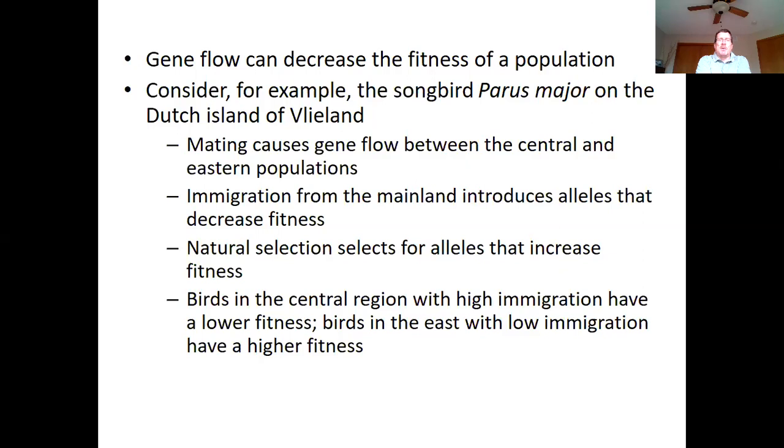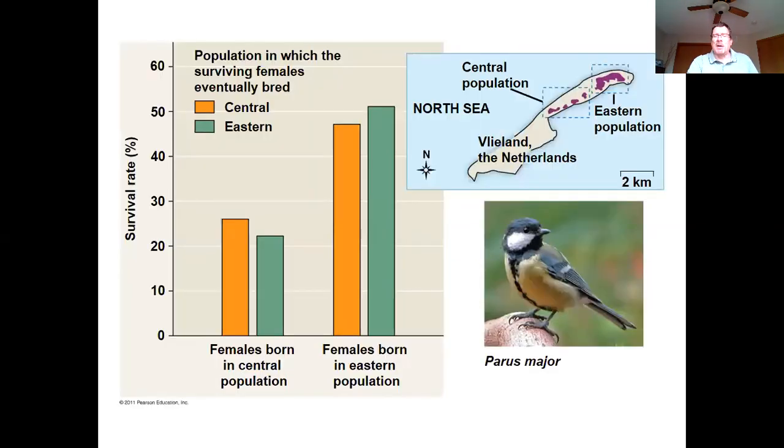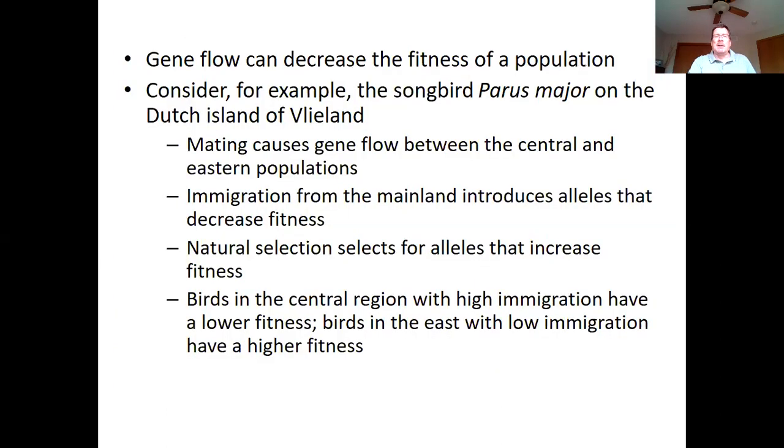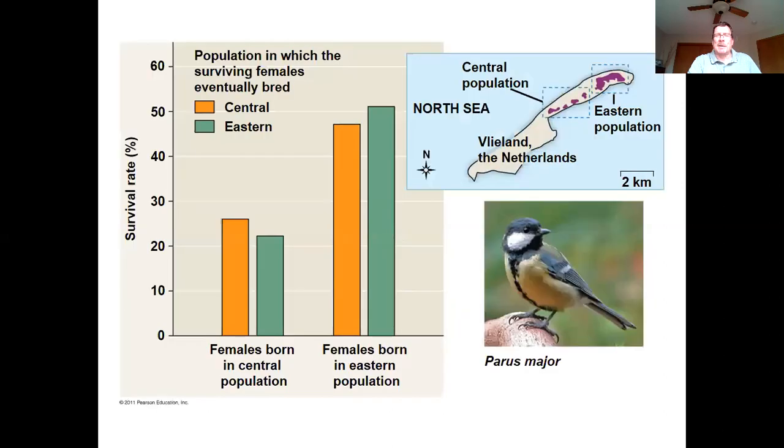One of the examples in your book is talking about this songbird right here, that little guy in the corner, and how, from the mainland, Parus major on the Dutch island of Vlieland, mating causes gene flow between the central and eastern populations. And let me go to the map. Okay. So here's the North Sea, here's the island, here's the central portion, there's the eastern portion, there is some mating there. But it's just off the main body of the Netherlands.